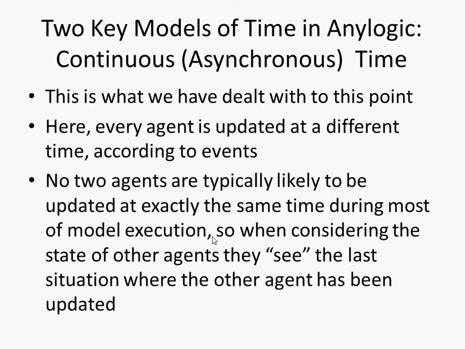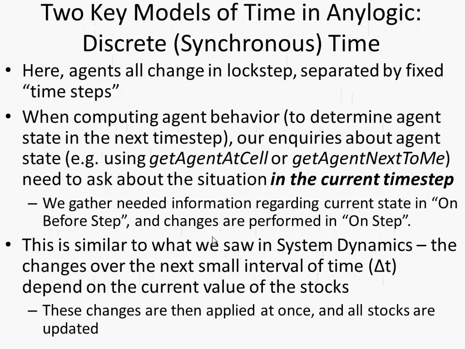So traditionally we were dealing with continuous time, messages being sent at arbitrary times, recovery at arbitrary times, agents evolving and being born at arbitrary times. So we call this asynchronous. I mean, every agent is updated at a different time. They're not waiting for each other. One could be updated before the other, or vice versa. No two agents are likely to be updated while in the middle of the model's operation at exactly the same time. So when you consider the state of other agents, you just consider what's the situation right now, and you update my own state. You don't have to worry that the person I'm looking at may be updated at this exact same time as me, which is the worry when we're all updated together. So here, no two agents are likely to be updated at exactly the same time, so we don't have to worry about two needing to look at each other's state before either is updated.